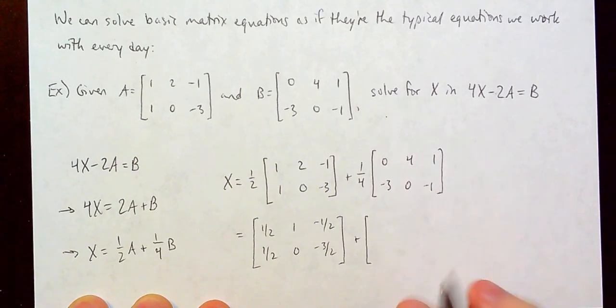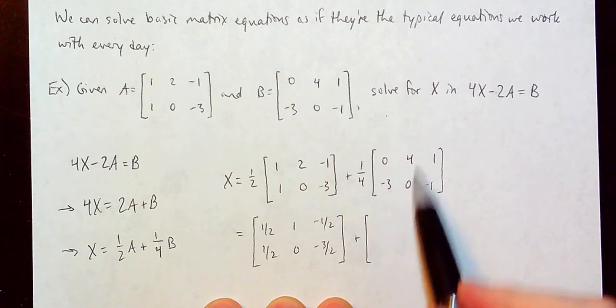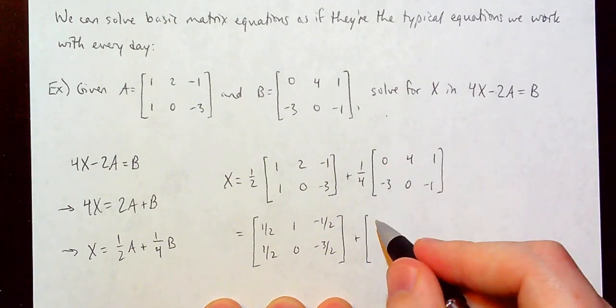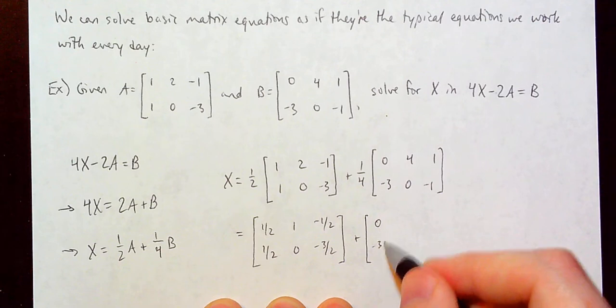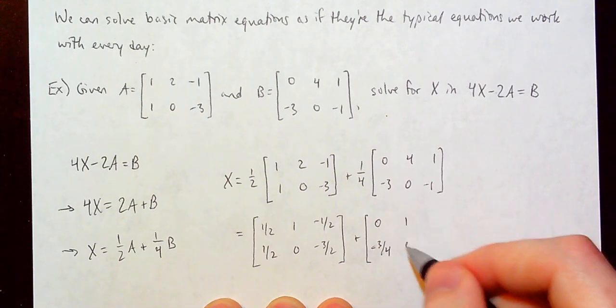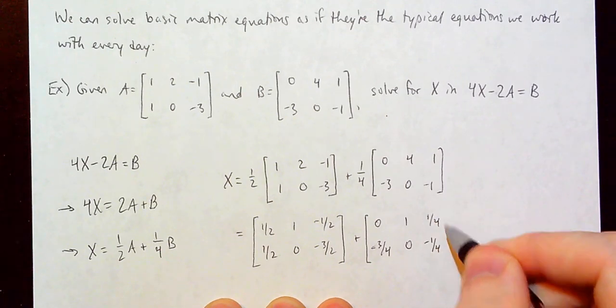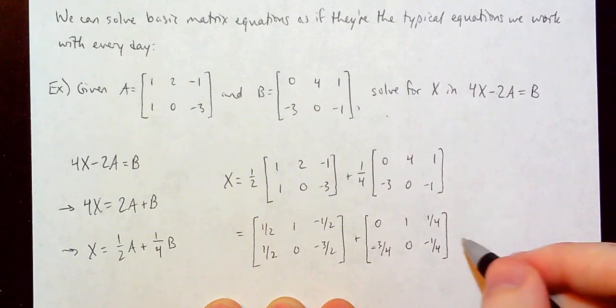Plus, I would take 1/4 and multiply it into each element of this matrix: 0, 1, 1/4, -3/4, 0, -1/4.